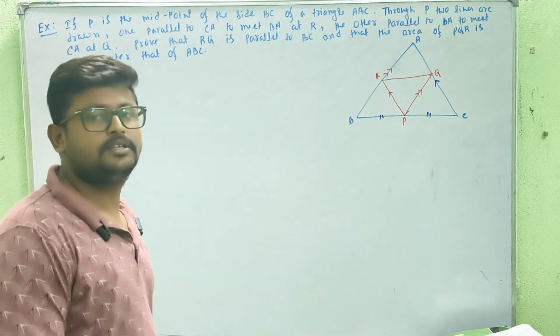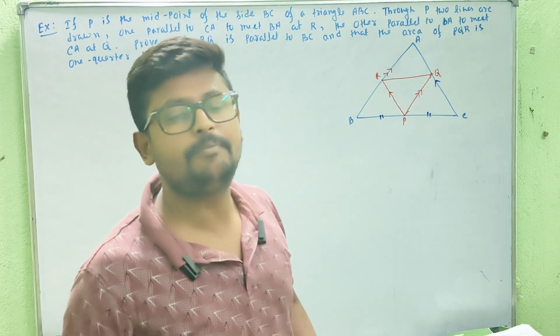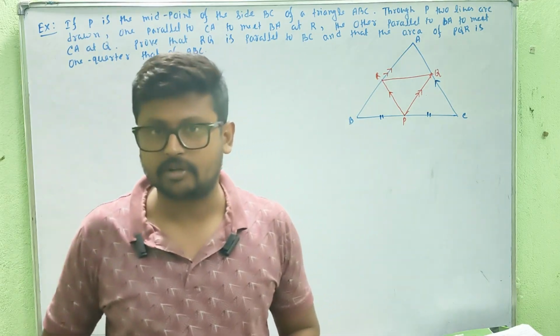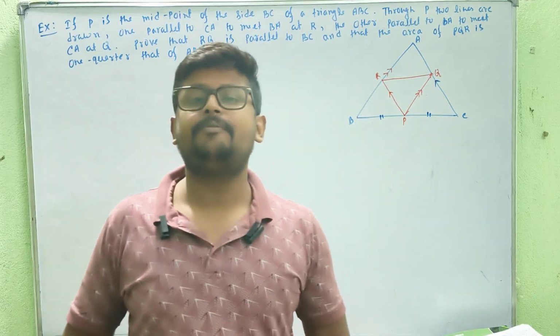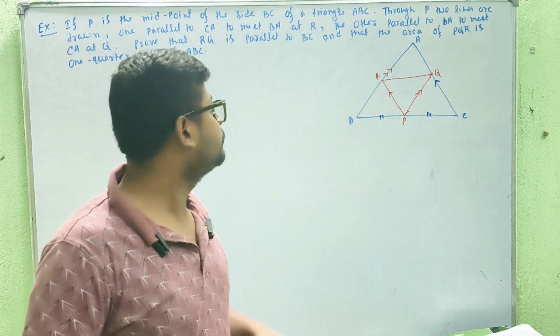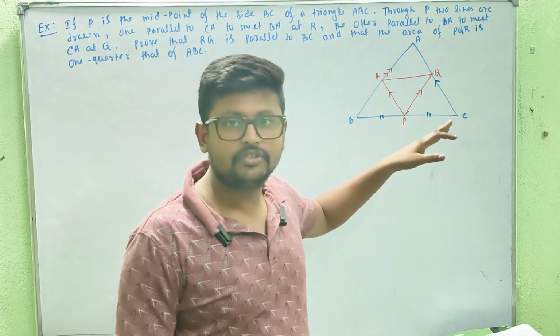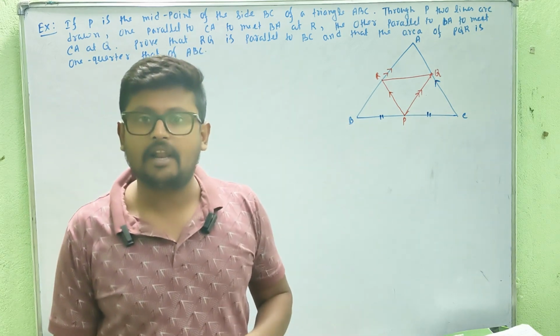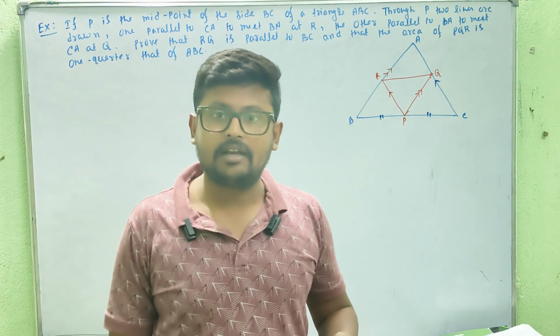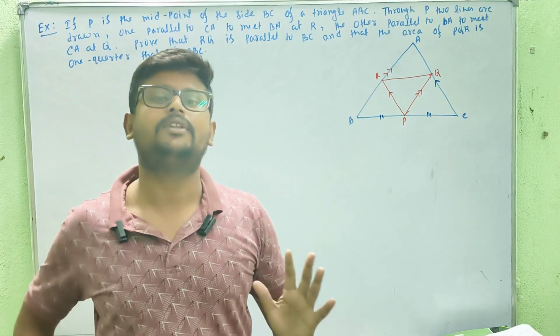We will prove this using the concept of the midpoint theorem and the converse of the midpoint theorem. Okay. What does the midpoint theorem state? The midpoint theorem states that the line joining the midpoints of any two sides of a triangle is parallel to the third side and its length is half of the third side.